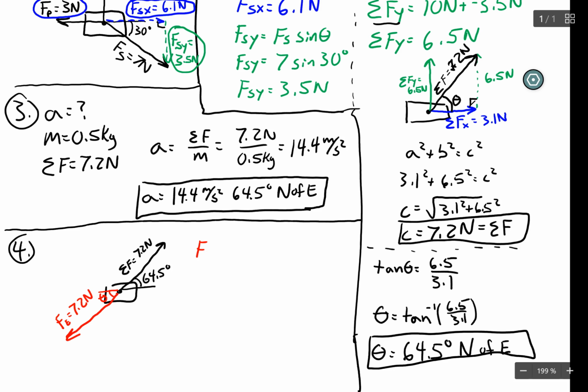So the force of Einstein is equal to 7.2 newtons, 64.5 degrees. And then how do we name this one? We were using north of east. But if we look at this angle over here, now it's going below west. It's going south of west. So 64.5 degrees south of west.